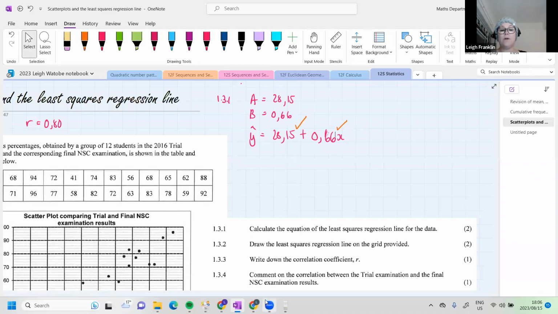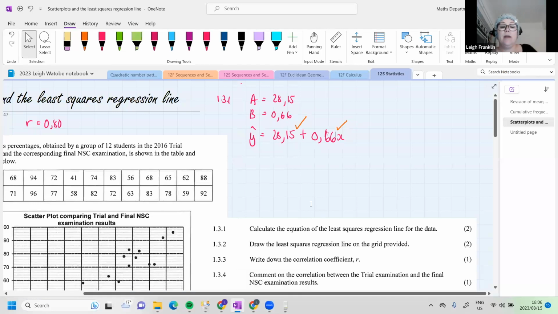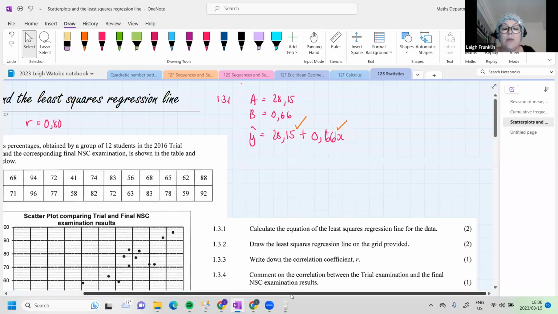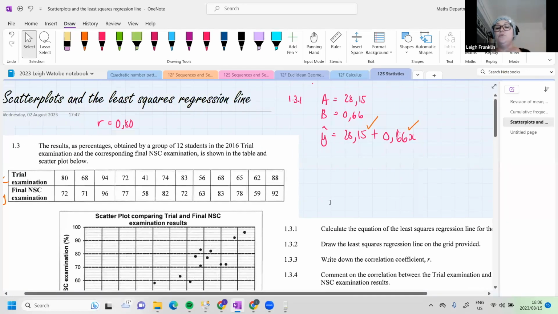Okay, now they want us. Is everybody happy with that? Any questions before we move on? Okay, so the second, clear, good. Okay. Now, the second point where they want you to draw the equation of the least squares regression line on the grid, the best thing for you to do is to use, yes.